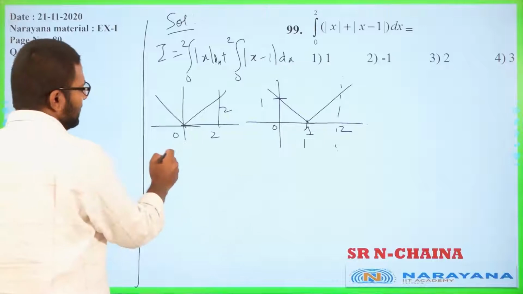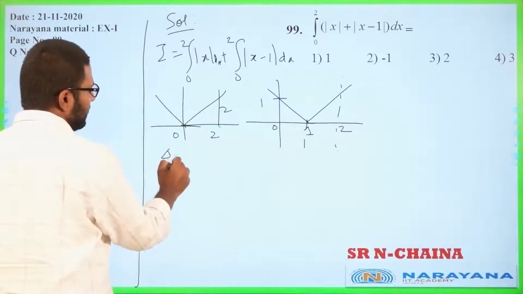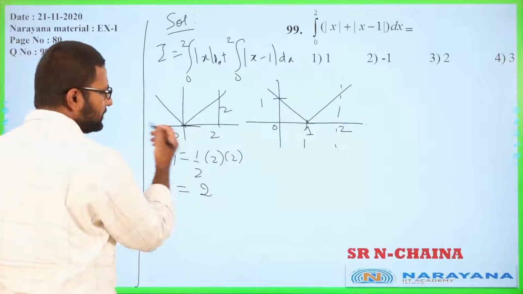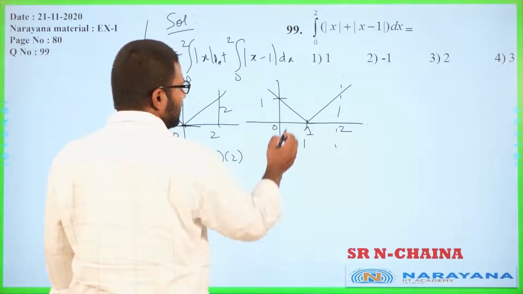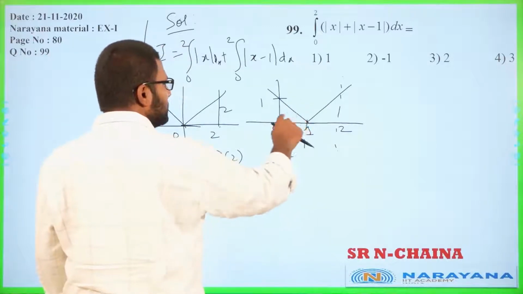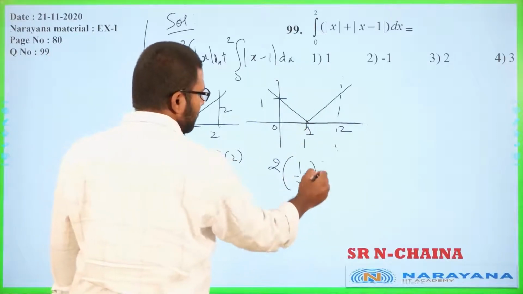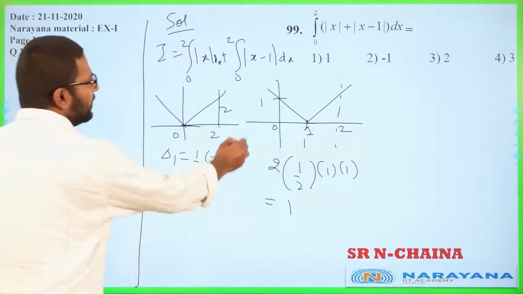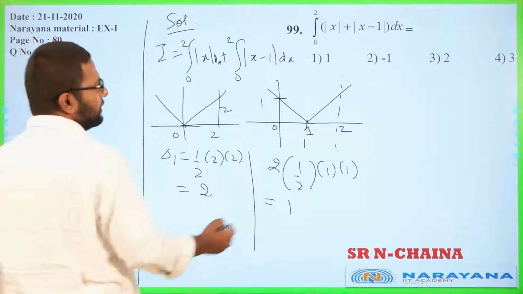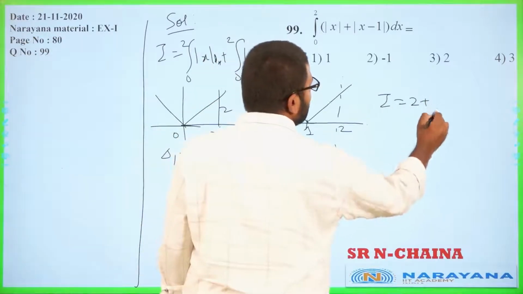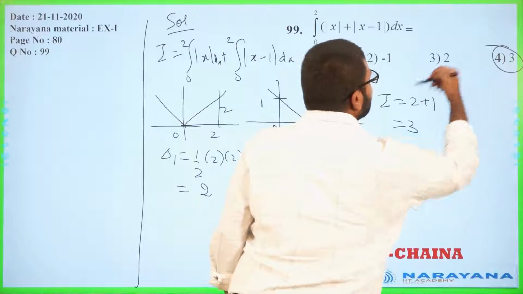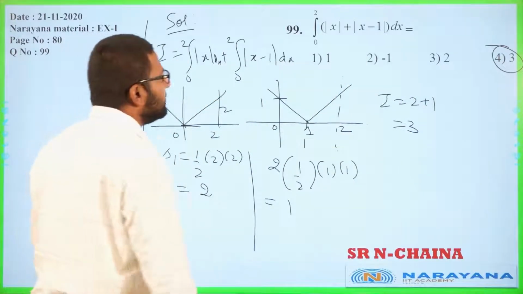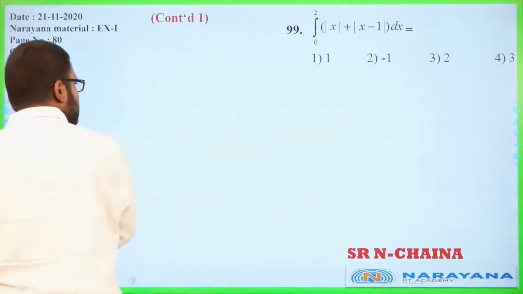So how much is the area? Let us call it delta 1. Delta 1 is half of 2 into 2, which is 2 units. Delta 2 is 2 times 2 triangles which are congruent, so 2 times half of 1 into 1. So that is actually 1 unit. 2 plus 1, 3 units. I is equal to 2 plus 1 equal to 3 units. Correct? Fair enough, no? Perfectly alright. Okay, let us proceed then.